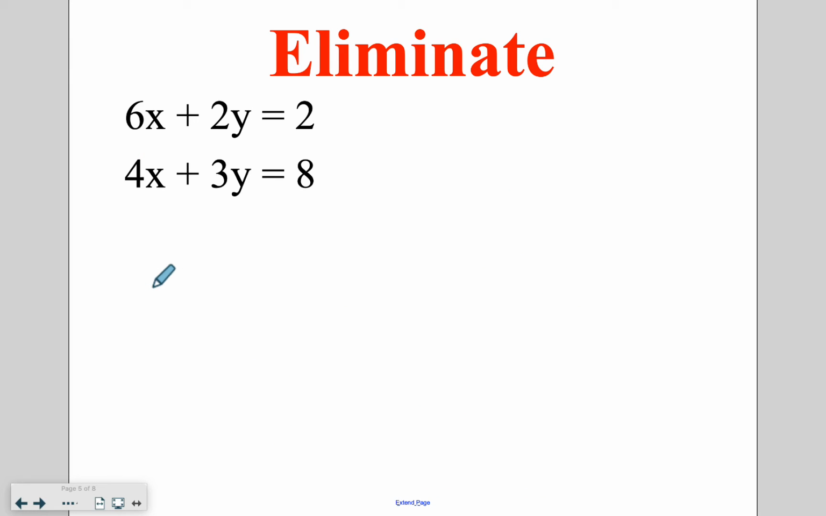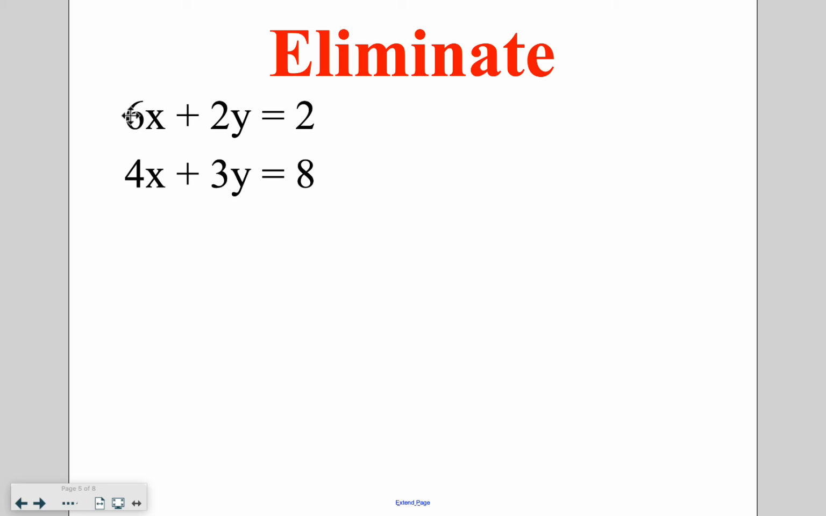Now we're going to look at 6x plus 2y equals 2 and 4x plus 3y is equal to 8. When I check out my coefficients, 4 can't multiply to 6 and 2 can't multiply to 3. In this case now we're going to have to do a double multiplication. So we're going to want to multiply so that we have to do both of them so that the coefficients match up. The easiest way to do that is just to pick one of the pairs.